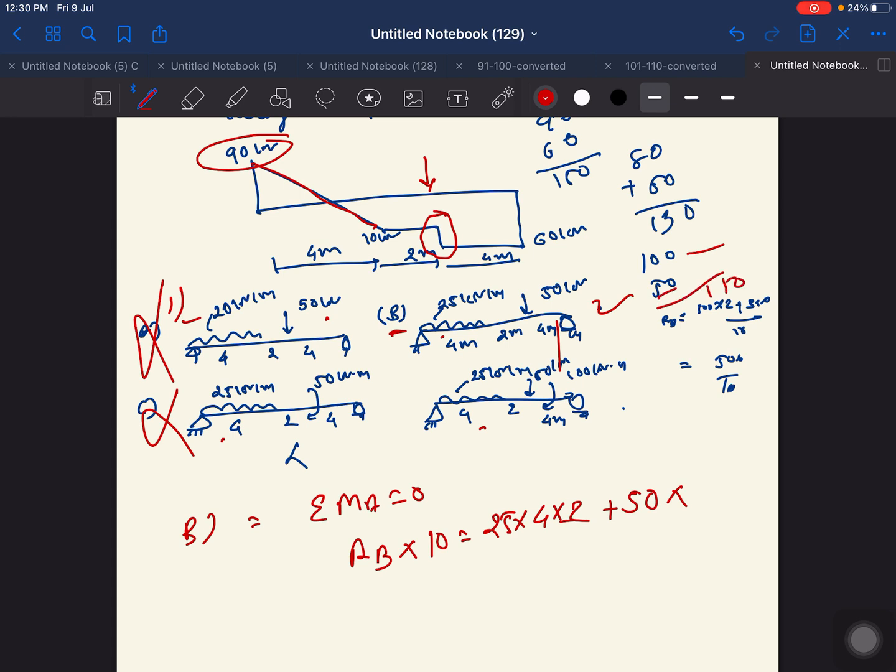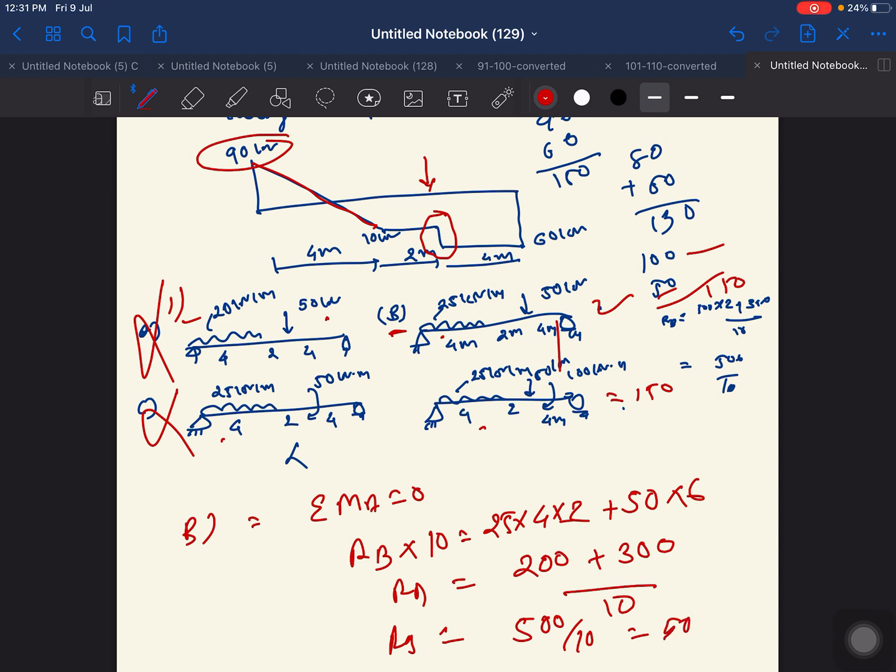So we have to analyze this section. Over here, in the same way, the total load is 150, so the answer is from one of these two options. So 50 into 6, that is equal to 200 plus 300 divided by 10. So RB is equal to 500 divided by 10, that's why RB is only 50. But our reaction RB is equal to 60. That's why this option is also wrong.